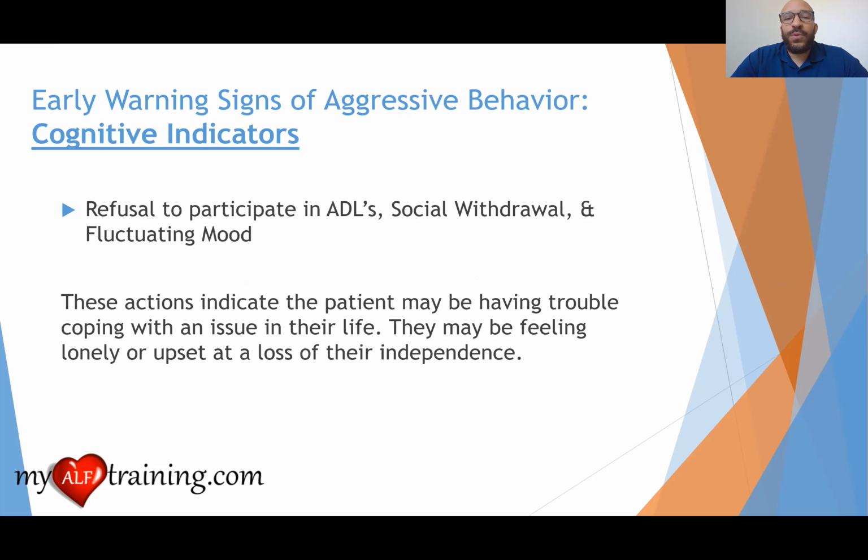So, early warning signs of aggressive behavior, cognitive indicators. It's going to be refusal to participate in daily living, like taking a bath, brushing the teeth, eating, social withdrawal. They don't want to be bothered by anyone. Mood swinging. This is going to be a patient who's sitting by themselves, clearly far away from everyone else, not just sitting back watching, relaxing to themselves, but clearly trying to separate themselves from the group and everyone else.